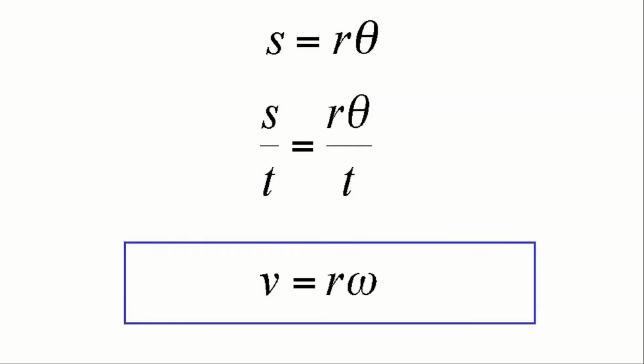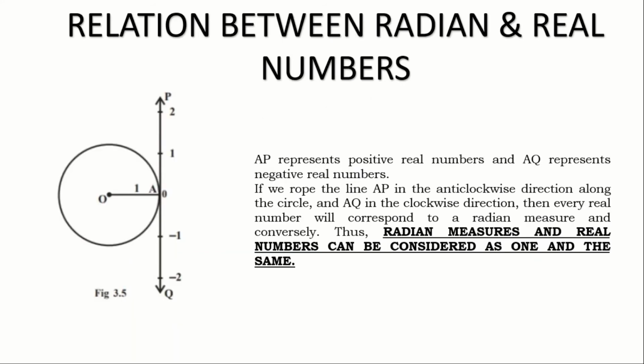I hope you understood this. So s = rθ is the formula relating radius, arc length and central angle, if any two are given. If we divide throughout by t, s/t is v and θ/t is ω. So v = rω is the relation we get from this. s/t is the linear speed and θ/t is the angular speed. So linear speed is equal to r, the radius of the circle, times the angular speed. v = rω. I hope you understood this.